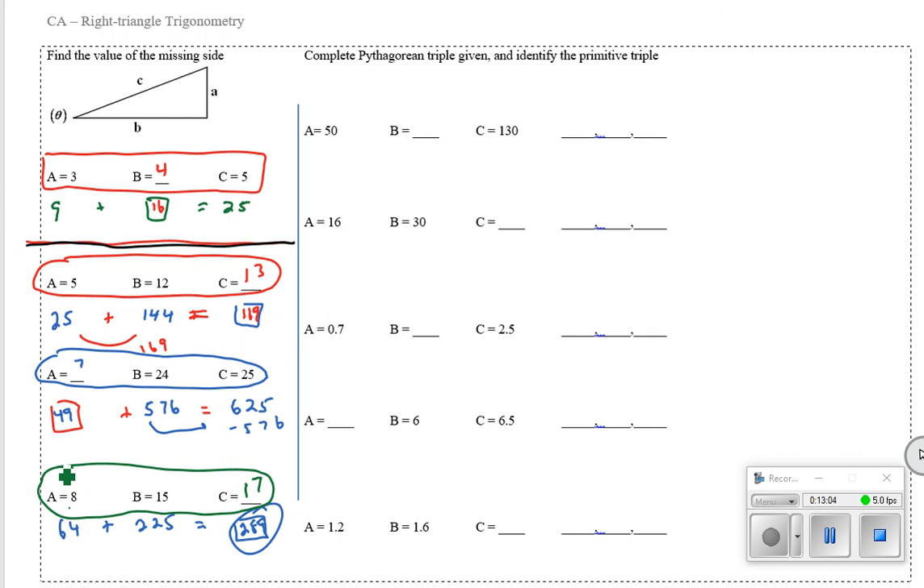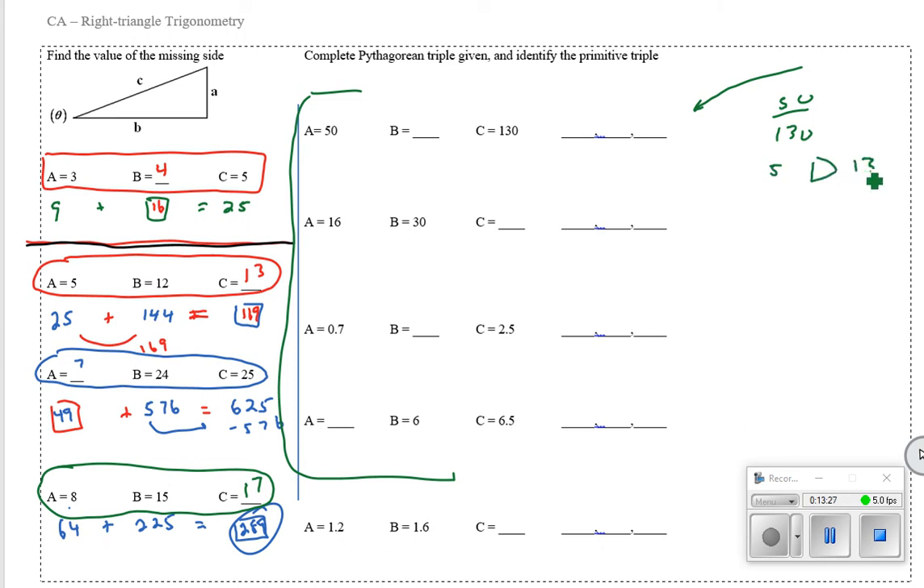Okay, so let's see if we can find some way to identify all of these as one of those Pythagorean triple multiples. Will you agree that if I take the 50 over the 130, that reduces down to a 5 and a 13? The 50 and the 130 reduce down to a 5 and a 13.